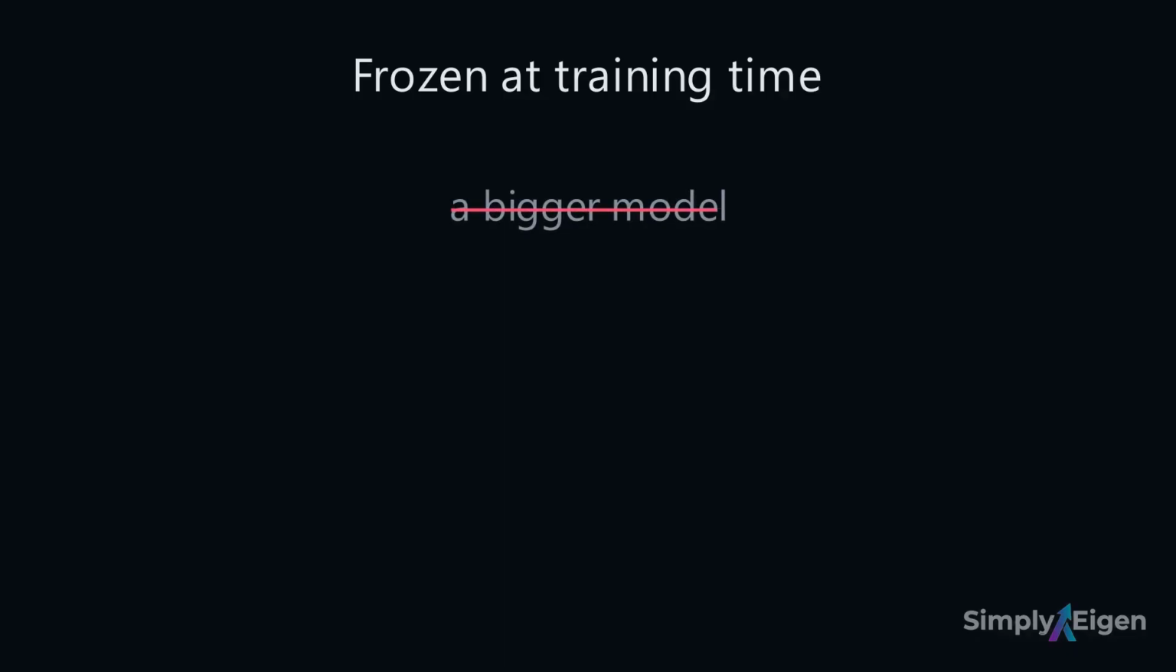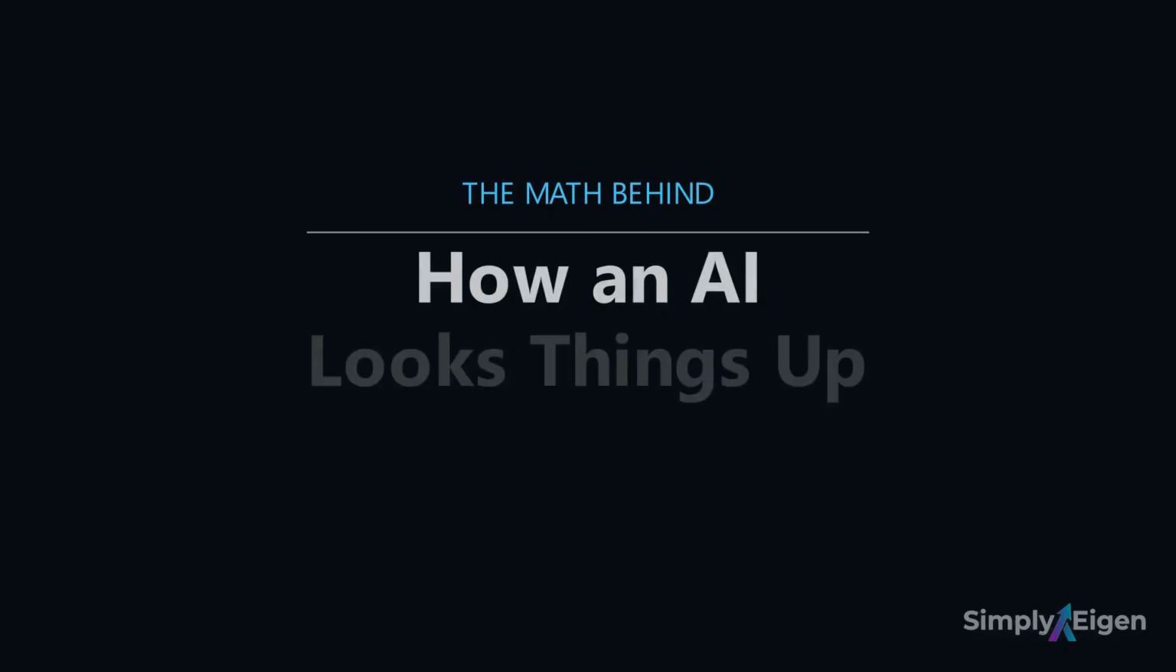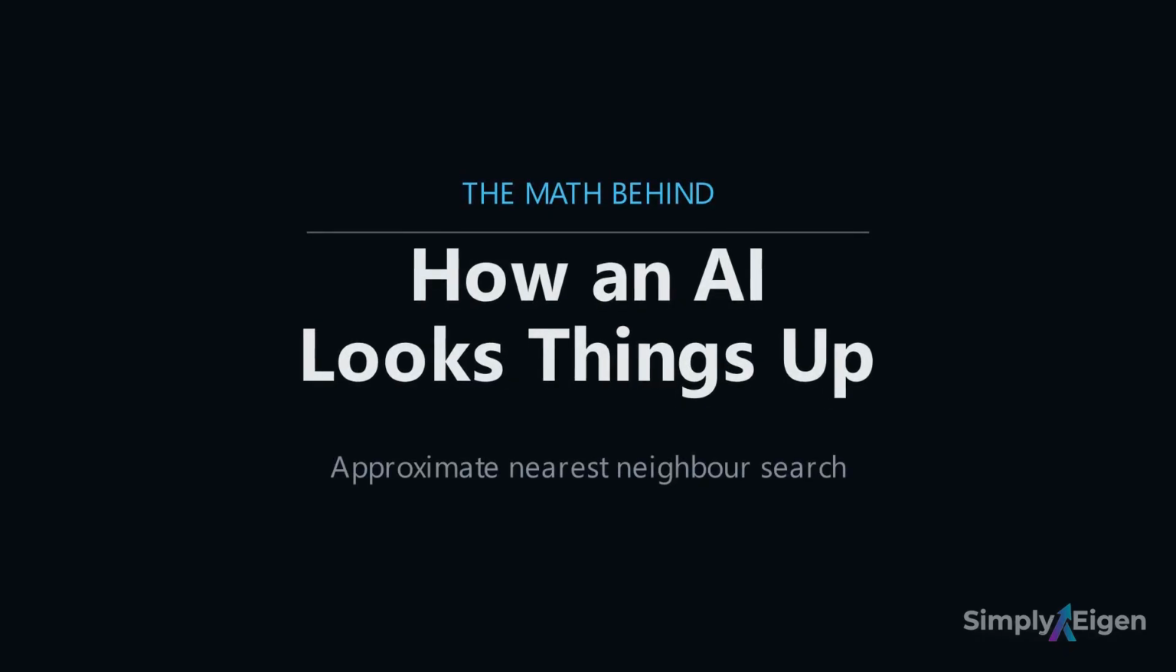This is not a flaw you fix by making the model bigger. A language model's knowledge is fixed at the moment training stops. Everything it knows is already inside its weights, and your private files were never in there, and neither was this morning. Making it larger gives it more of what it already had. It does not give it your contract. This is the math behind. Today, how an assistant looks things up.